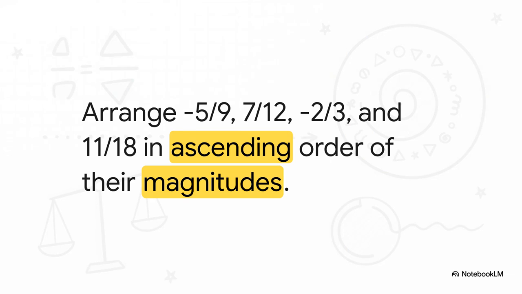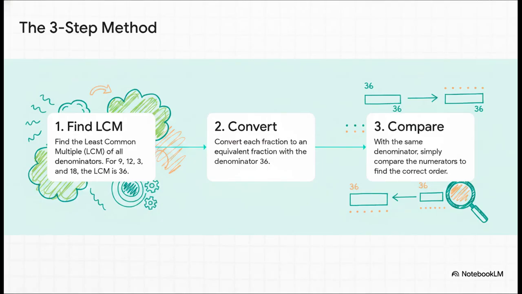All right, theory's great, but let's put it to the test. Here's a classic problem you'll definitely see. We've got a bunch of fractions, minus 5 by 9, 7 by 12, minus 2 by 3, and 11 by 18. The task? Arrange them in ascending order, from smallest to largest. Let's do it. Now, you can't just compare these as they are, right? The denominators are all different. So here's our simple three-step method.